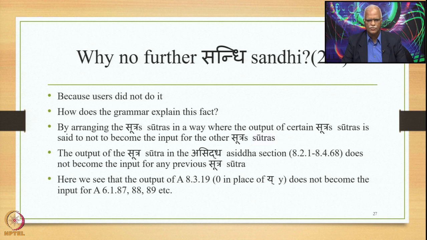The output of the sutra in the Asiddha section, for example, does not become the input for any previous sutra. So here we see that the output of 8319, 0 in place of ya, does not become the input for 6187, that is Guna, or 88 and 89 that prescribe Vruddhi. And that is why there is no further sandhi as per the explanation of the Paninian grammar as well.